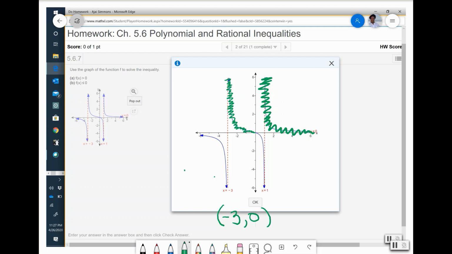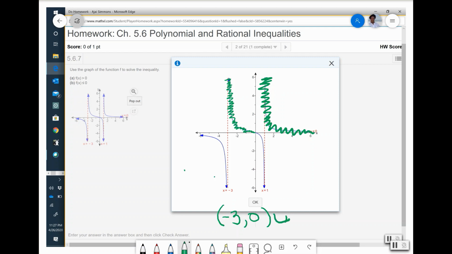Now, I'm putting a parenthesis on both sides. I'm putting a parenthesis with the negative 3 because the graph is never going to touch negative 3 because negative 3 is an asymptote. And then I'm putting a parenthesis at 0 because it says greater than, not greater than or equal to. So that's why I have that.